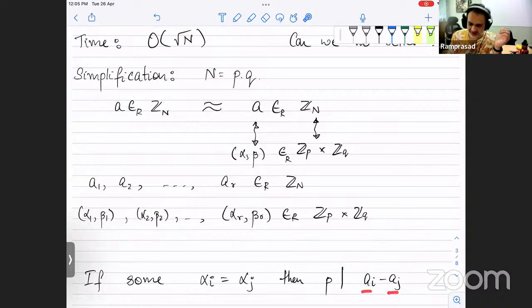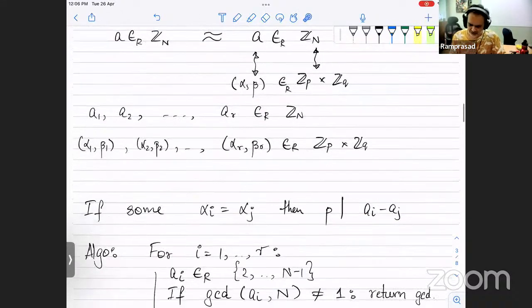And if AI and AJ were supposed to be distinct, this is a non-zero number in this residue class of n. But I know for a fact that the Chinese remainder representation has the first coordinate being 0. And that can happen only if P divides this. So great, which means that once you find a collision in the first coordinate, you automatically know that if I took a GCD of AI minus AJ with n, I will pull out the factor P. Okay, is this clear so far?